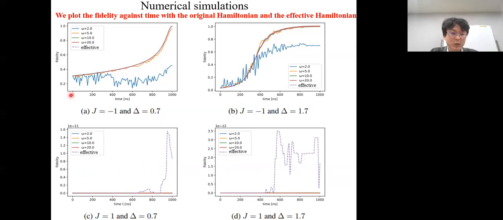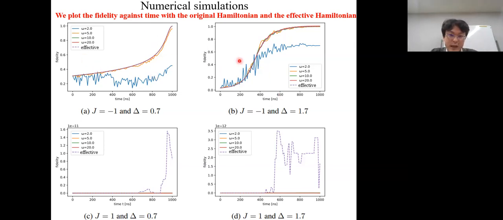Interestingly, the x-axis is the time and the y-axis is the fidelity. And as time goes, fidelity goes up. Omega is the flux qubit energy. You can see if the flux qubit energy is very large, like 20, in that case fidelity goes up. On the other hand, if omega is small, fidelity is not so good. This means that as we increase the value of omega, the rotating wave approximation becomes better and better, and our scheme approaches the conventional annealing.